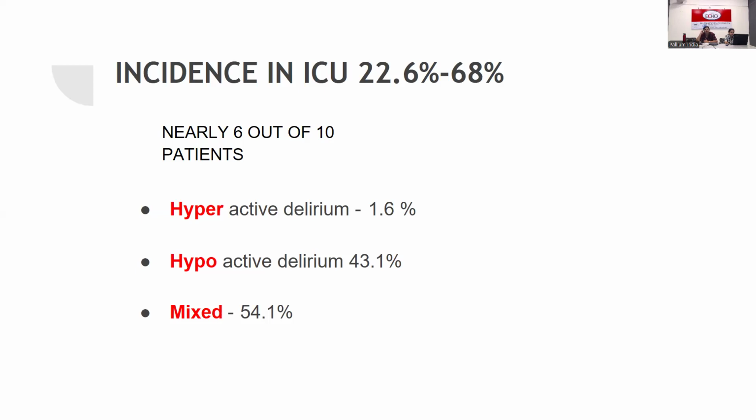Now, when we think about delirium, we only think about those patients who become very angry and pull out the Ryle's tube. Is that the only type of delirium? No, there are certain types. There are two types, hypoactive delirium and hyperactive delirium, and there is a mixed type. See the percentage: hyperactive delirium is only 1.6%, and hypoactive delirium is common, at 43%.